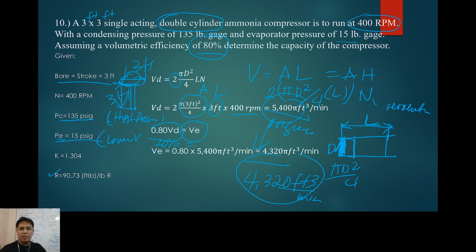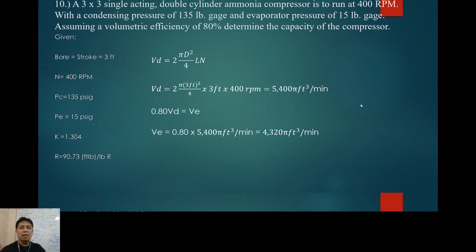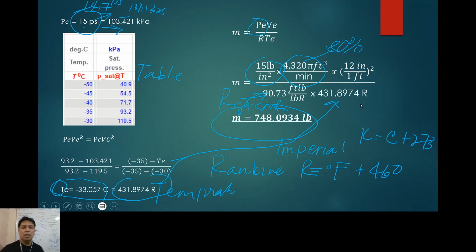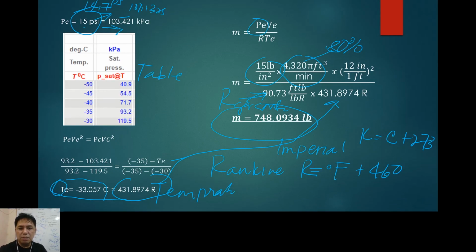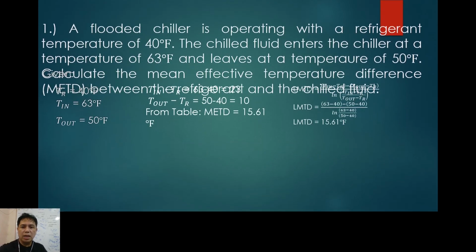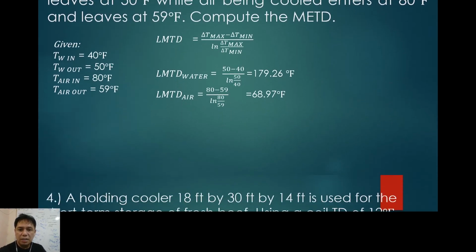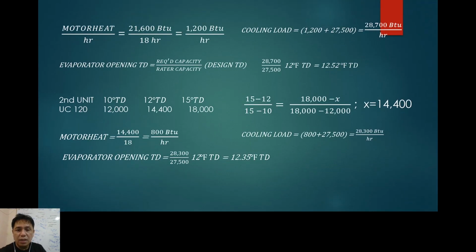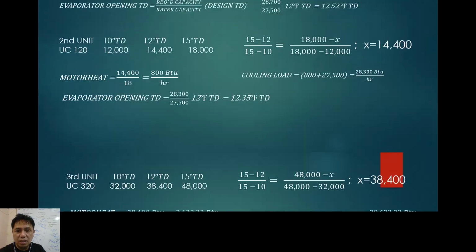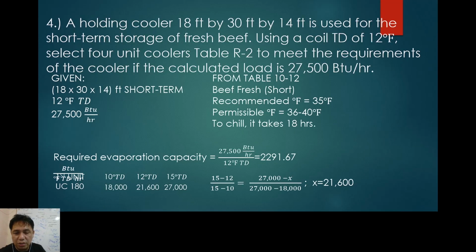So what is being asked? Assuming a volumetric efficiency of 80%, determine the capacity of the compressor. So the capacity of the compressor in terms of mass is 748.0934. Okay, so there are other problems. I think you can do this now by yourself, or we will continue discussing this on Thursday.